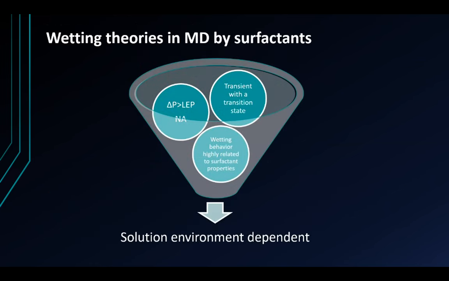Although surfactants could lower the surface tension of the solution, recent studies suggested that the wetting criterion of the transmembrane pressure being higher than the liquid entry pressure might not be applicable in surfactant-induced wetting. In the surfactant-induced wetting case, wetting is not instantaneous, it's transient, and wetting behavior is highly related to the surfactant properties. This could mean that the solution environment is critical to determine the wetting behavior of the membrane.